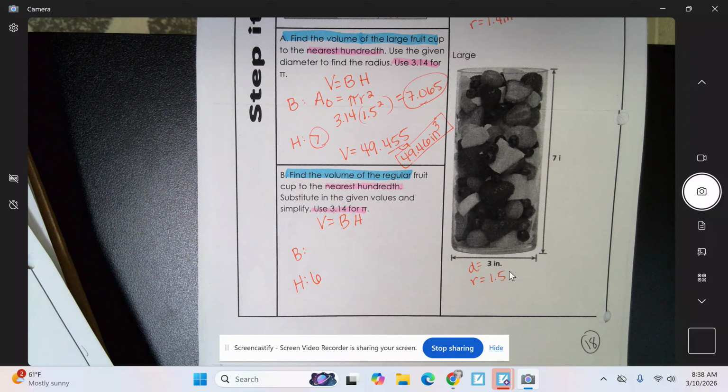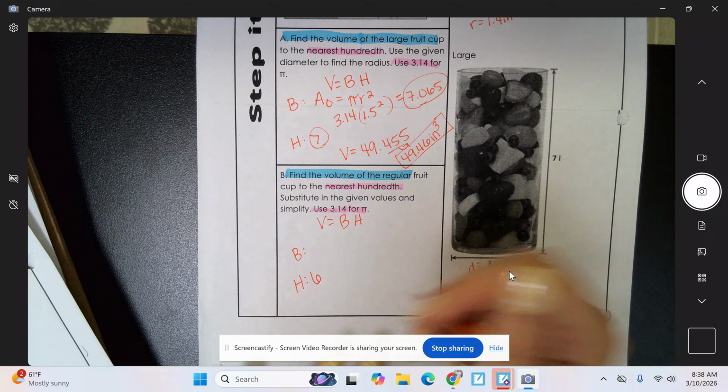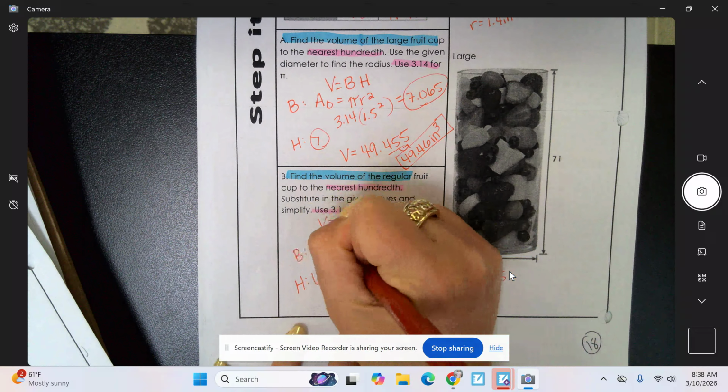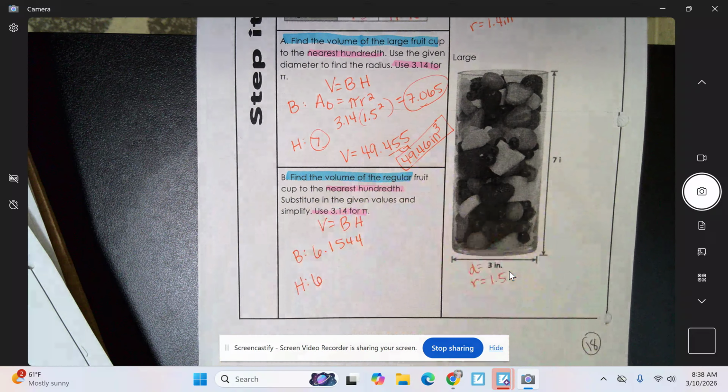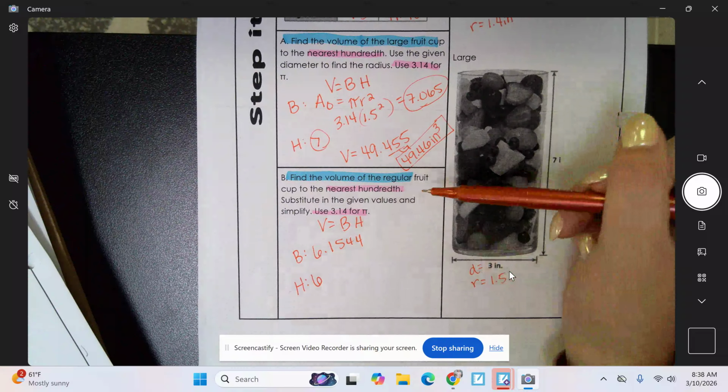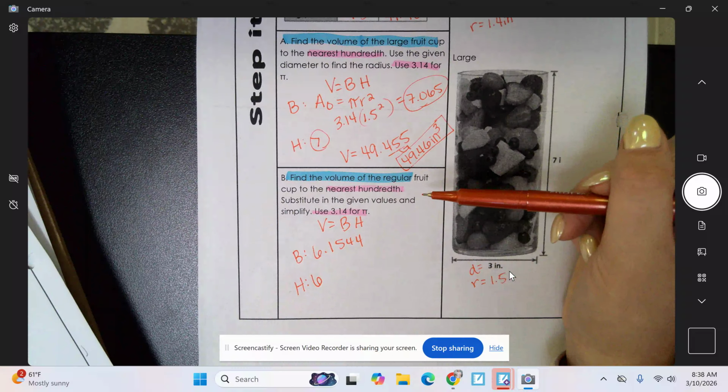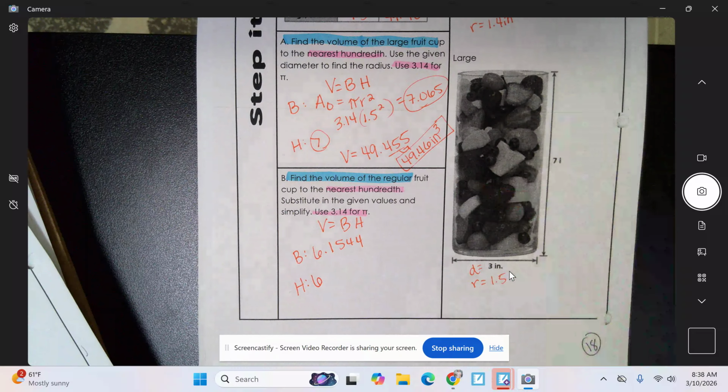What did you get as your area of the base? 6.1544 is what I got. But you're going to round to the nearest hundredth. You round at the end, okay? Don't round as you go, because if you keep rounding, you're getting further and further away from the answer. So save it and round at the end, especially since your calculator saves the number anyways. Just scroll up and hit that, you know how you can click it and put it into the problem. That's what I would do.